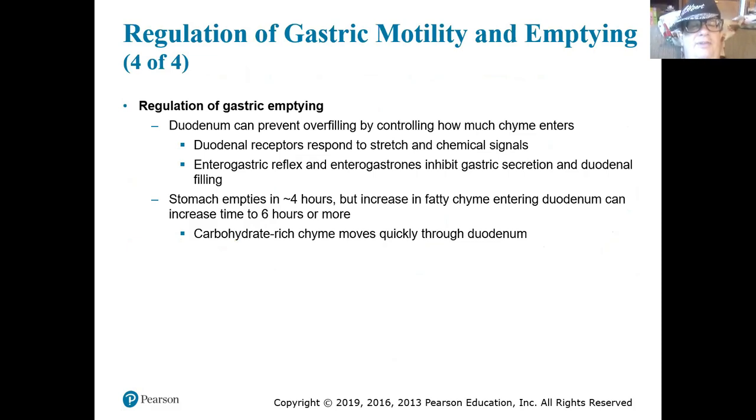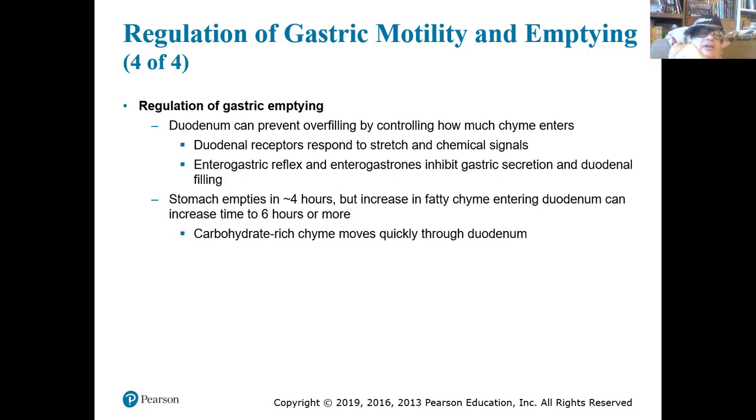Now, the duodenum can stop the overfilling of itself. It can control how much chyme gets in. It has stretch receptors, chemical signals. The enterogastric reflex, I already said you're sending gastrin. You're sending hormones to tell the stomach what to do. Enterogastrones will tell the stomach to knock it off and prevent the overfilling. The stomach will empty in 4 hours after a meal, but if you have a lot of fat in the meal, that might take more than 6 hours.